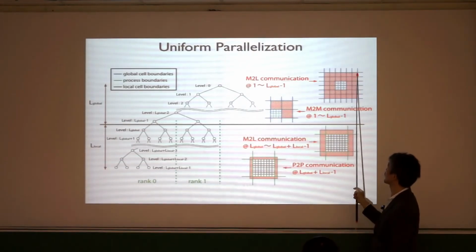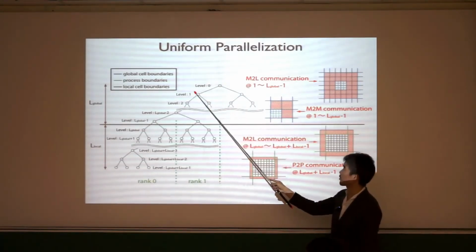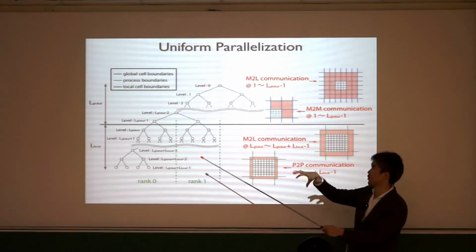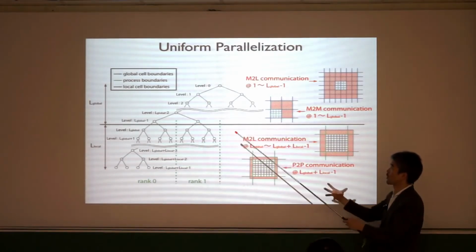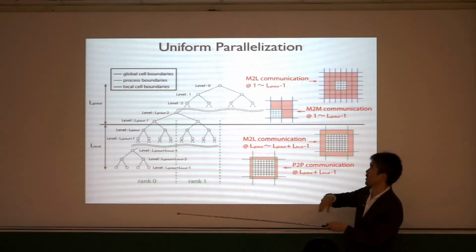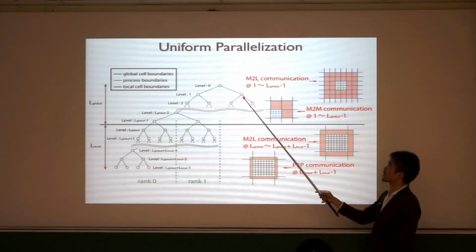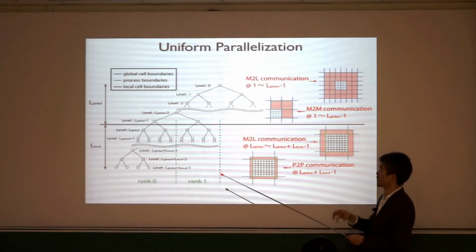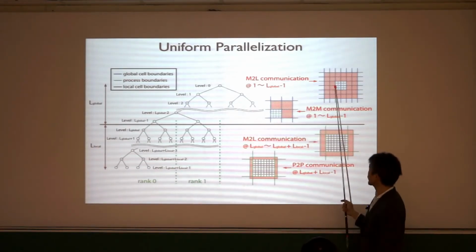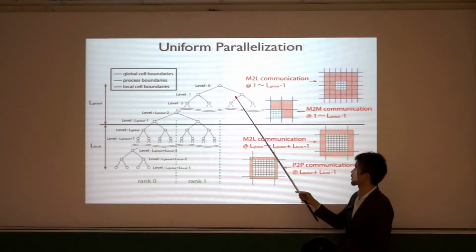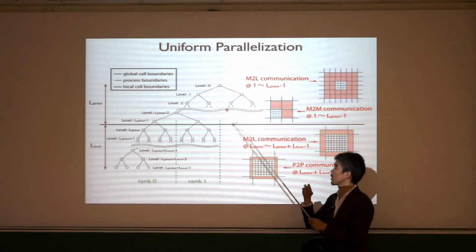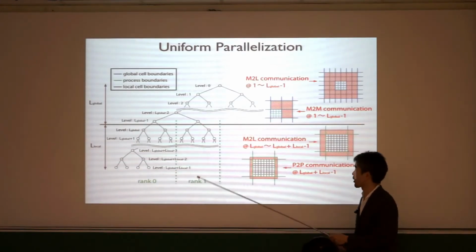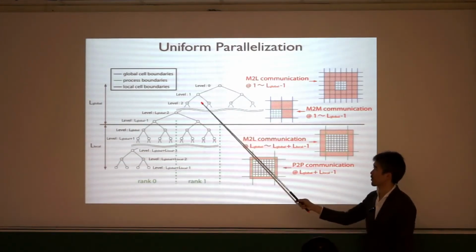But you only need one box, for example. For level one, these are just four boxes for a 2D problem. So you only need information from the other three. But it needs to get sent from all the other nodes in your calculation. So the amount of communication you need to do is small, but you still need to send it from every other node at the higher levels of the tree.